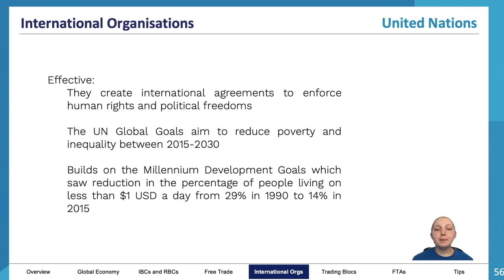And they build on the Millennium Development Goals that saw a reduction in the percentage of people living on less than $1 a day from 29% in 1990 to 14% in 2015. So that's an actual example of something the UN has done that could help you talk about why they're effective.